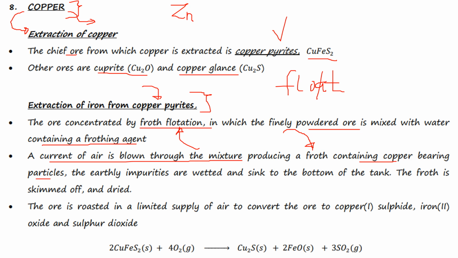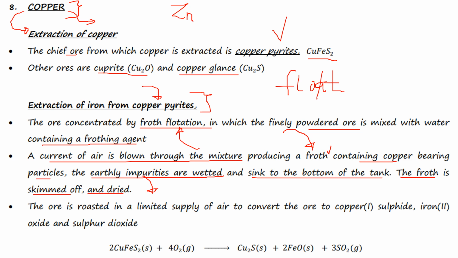Now, with the froth at the top of the surface of the water containing the frothing agent, the earthy impurities are going to be wetted. In other words, they are going to absorb the water, and after absorbing the water, they sink to the bottom of the tank, whereas the froth is skimmed off and dried. Remember that this froth is the one containing our ore. Now we have separated some of the earthy impurities from the ore, but we are remaining with the inorganic impurities that are intact with our chief ore.